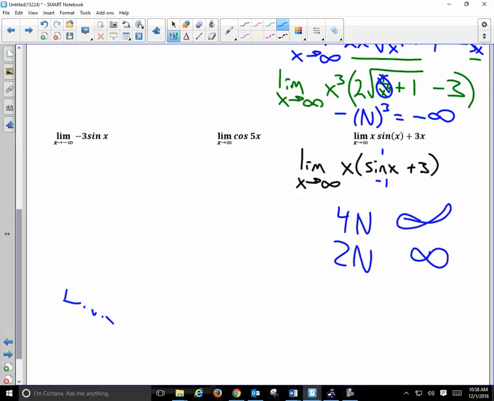So -1 plus 3 is 2. So then you would have 2 times a very, very large number. If sine was +1, you would get 4 times a very large number. It doesn't matter whether it's the smallest value that sine can be or the biggest value that sine can be. Either way, it's going to end up being a very large number. Okay?